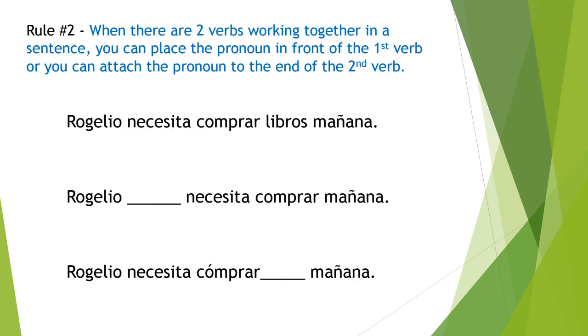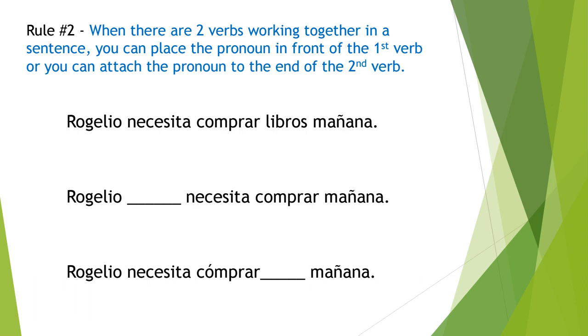And here's rule number 2. When there are two verbs working together in a sentence, you can place the pronoun in front of the first verb, or you can attach the pronoun to the end of the second verb. So here you have a choice. If you have the sentence, Rogelio necesita comprar libros mañana, Rogelio needs to buy books tomorrow, you can choose where you want to put your pronoun.